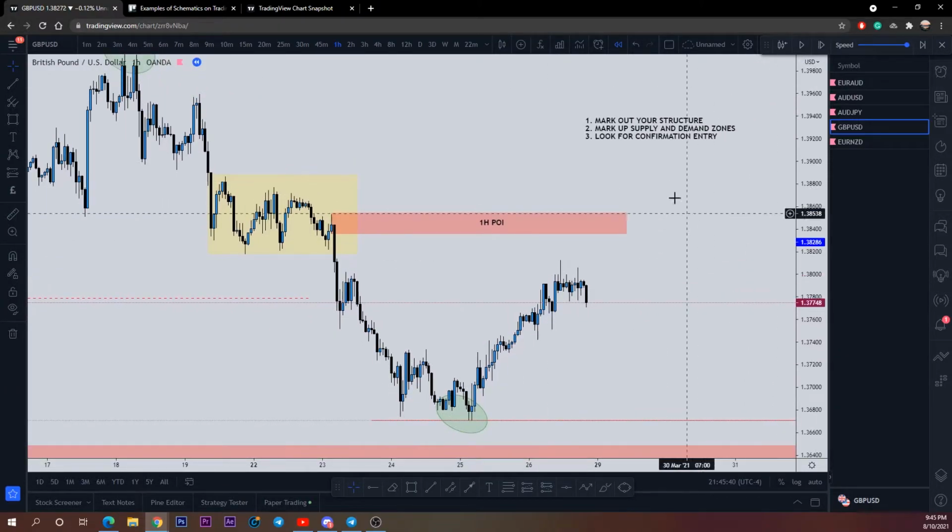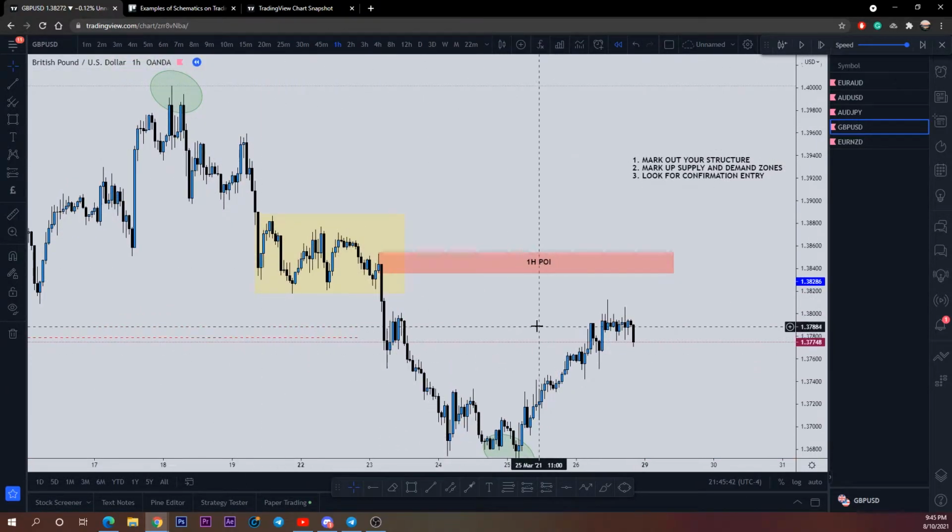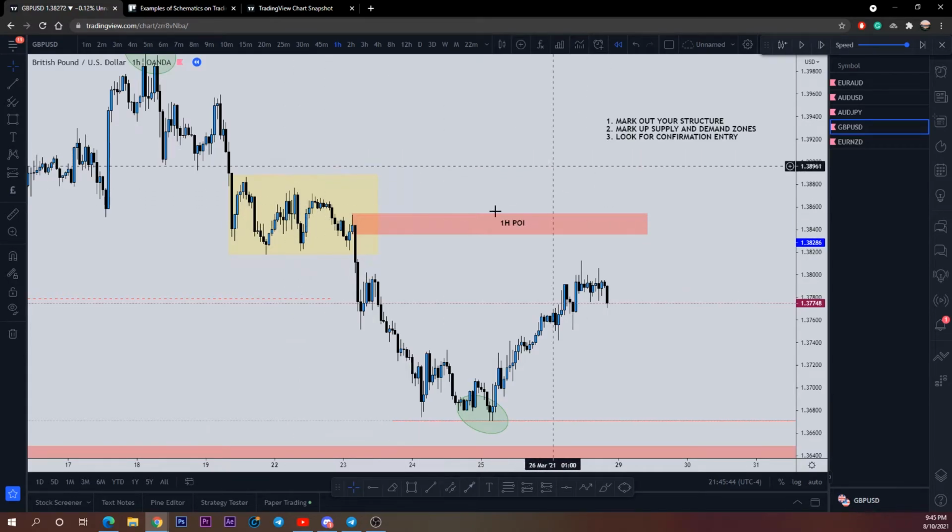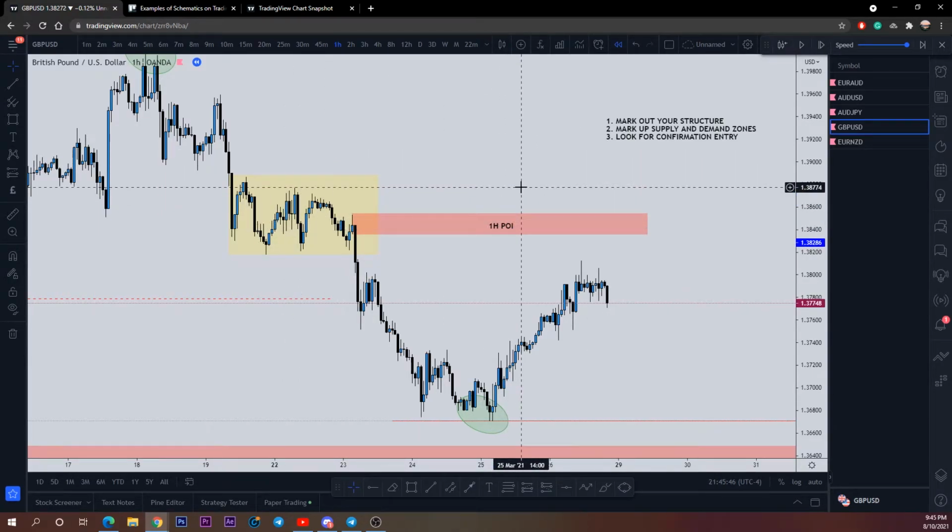So we got step 1 completed. We marked out our structure, high, low. We found our supply area, and we found our point of interest inside the supply area. Cool. Next step, look for confirmation entries.